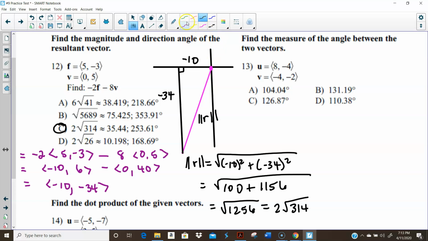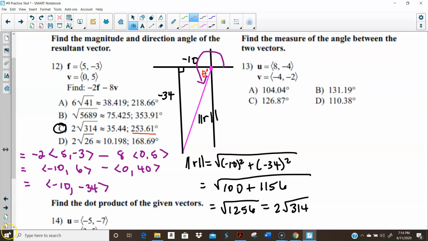Now, if I want to find the direction angle, that's going to be this angle starting here and coming all the way around to there. How to find that directional angle is you can use inverse tan and do opposite over adjacent. Figure out what that angle is, and then you can take 180 plus that angle for the directional angle, which is going to be 253.61 degrees.